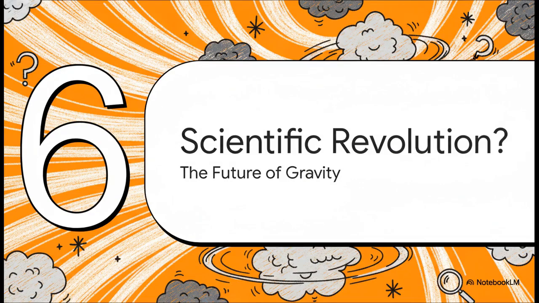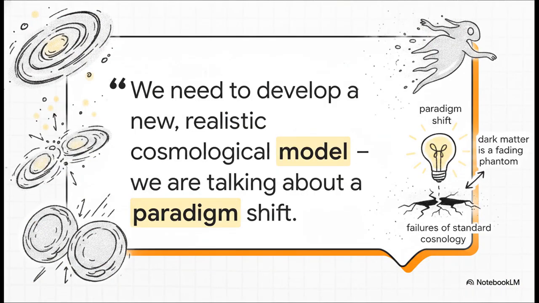Part 6. An unfolding scientific revolution, the future of gravity. So where does this sprawling, cosmic showdown actually leave us today? Some astrophysicists firmly believe we're standing on the precipice of a massive shift. To quote the sources, we need to develop a new, realistic cosmological model. We are talking about a paradigm shift that happens in science only once every 100 to 200 years.